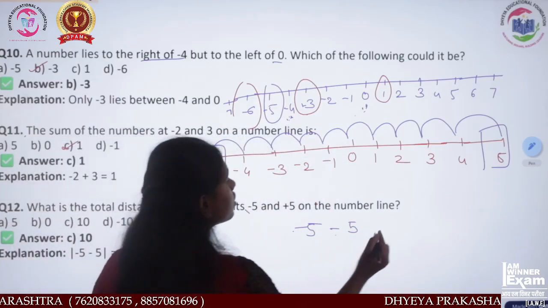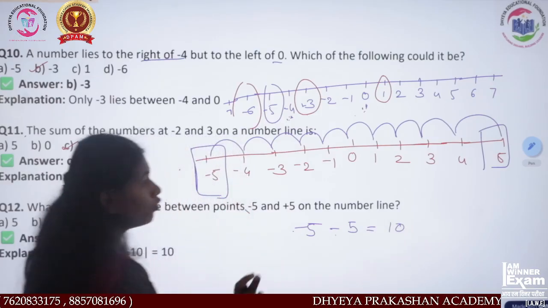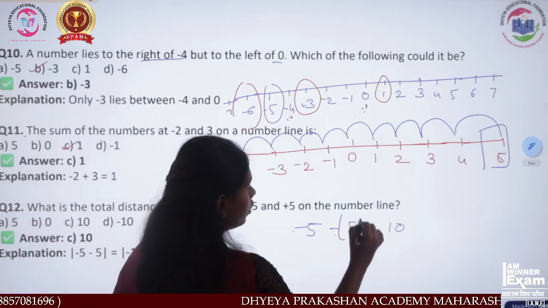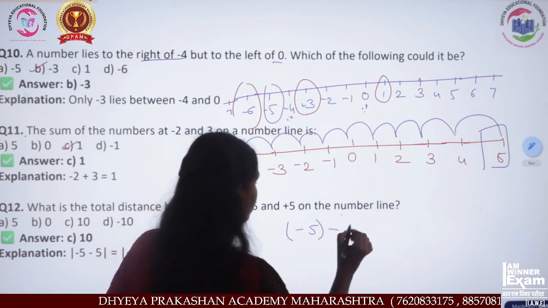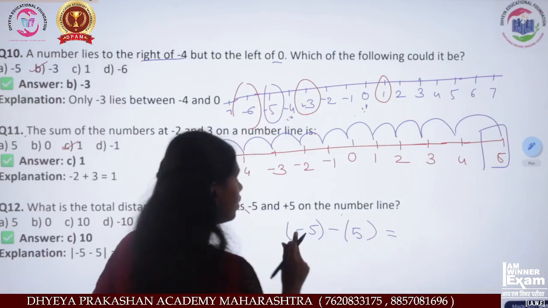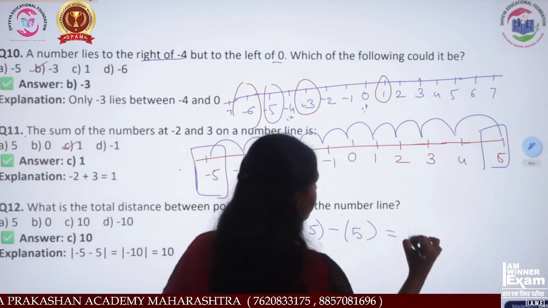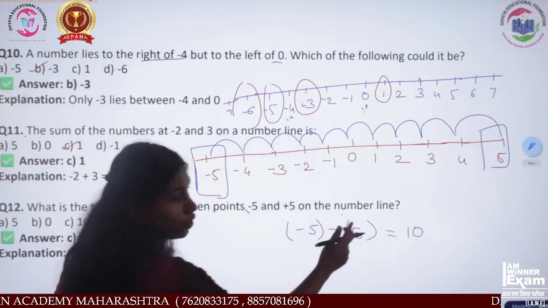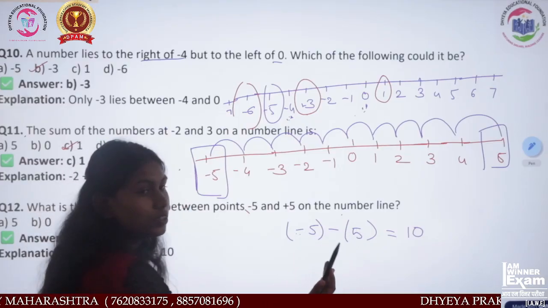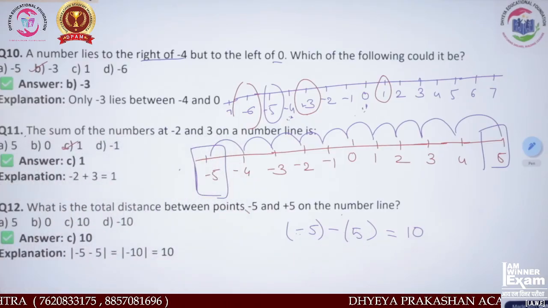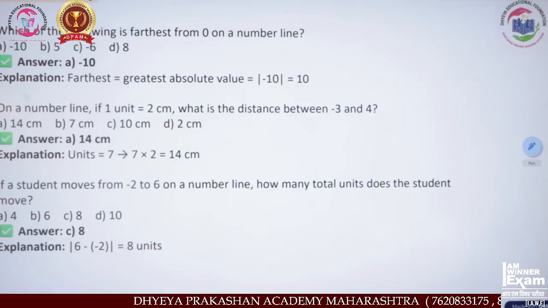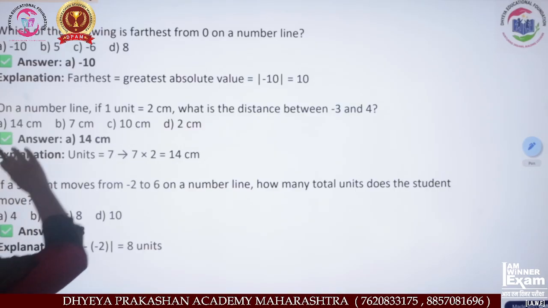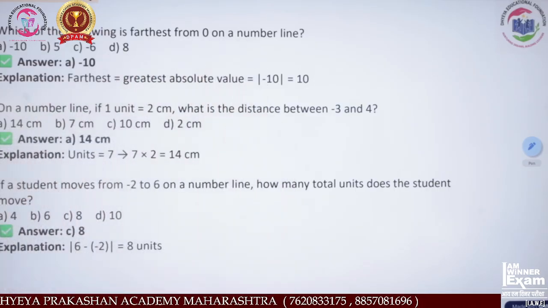Minus minus will be plus, and you have to put the sign of the bigger number. Here, this is minus 5, one number, and then 5, the second number. So 5 plus 5, you will get 10, and you put the sign of the bigger number. Which is bigger, minus or plus? That is plus, so leave it like this. So you will get the answer as C, 10.